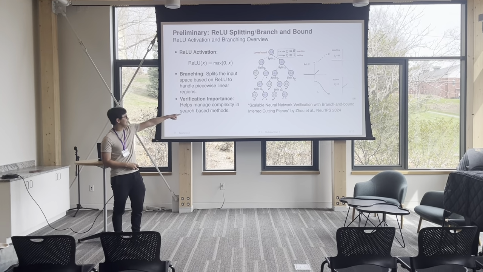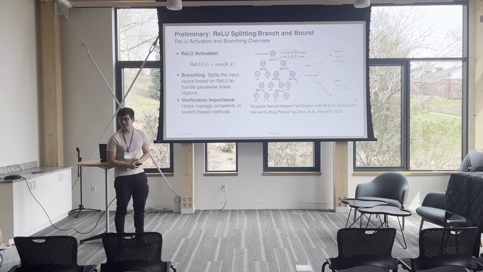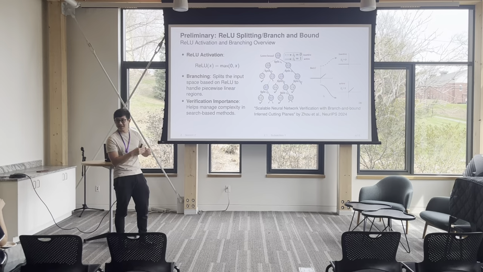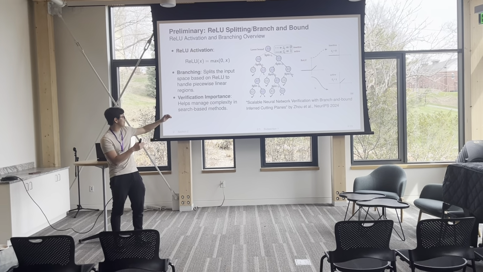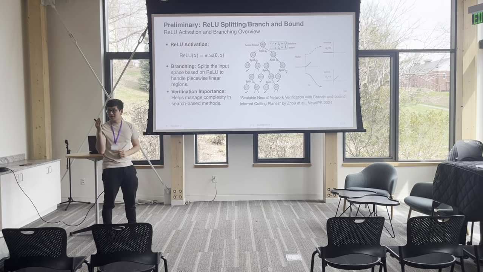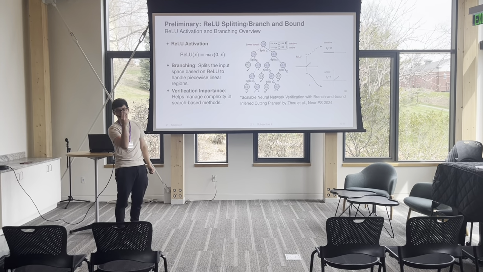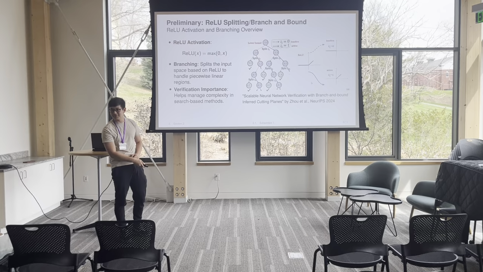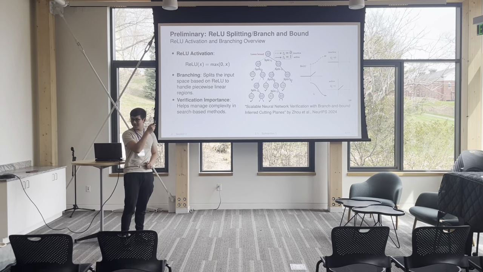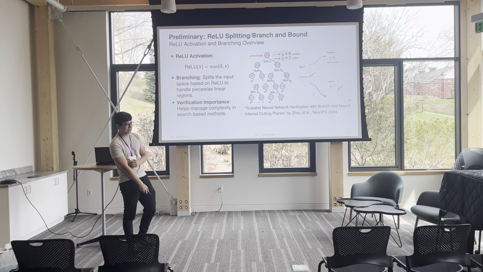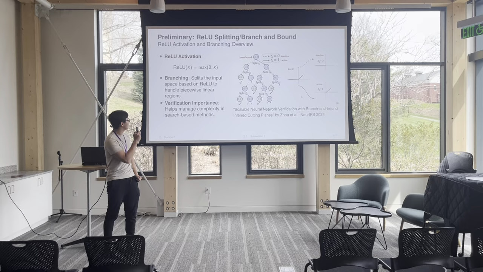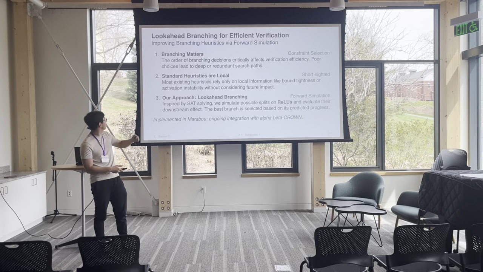In this search tree demonstrating it, at the root you have one ReLU, you split it into the active and inactive state, then split on another ReLU, and then you propagate the bounds. A ReLU becomes phase fixed when it can only be in the active or inactive state, which would mean the output can only possibly be positive or negative. So that is a little bit on ReLU splitting, and now we get into Lookahead branching.